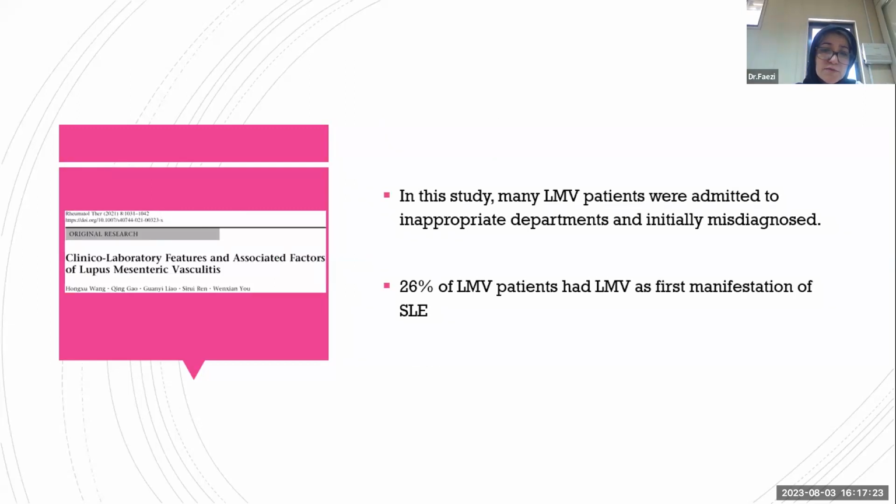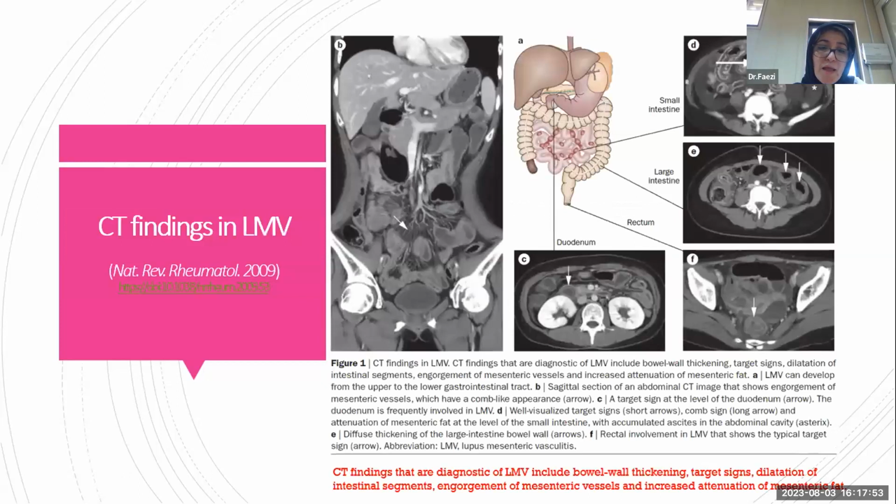And this study was very interesting. It showed that most patients with lupus mesenteric vasculitis were admitted to the inappropriate department because of the variety of manifestations, and most of them were initially misdiagnosed. They showed that around 26% of lupus mesenteric vasculitis was the first manifestation of lupus in this study. And as Dr. Radman showed, we have to use tools to make a diagnosis as early as possible.